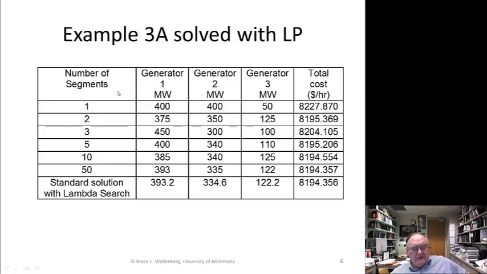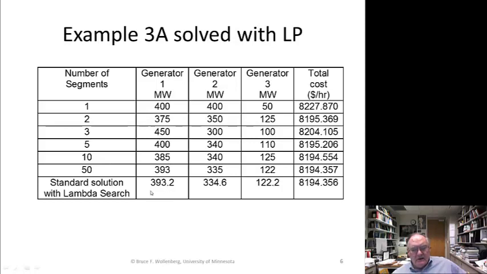And what I did was I said, okay, if I have one segment right here, each generator has a single segment. Notice that this one will come out at its min. These two are at their max. It's 850 megawatts. That's very unrealistic for this case, although it's an approximation. It's not too far off. Then we go to 2 segments, and it changes by quite a bit. We go to 3 segments. We get up to 10 segments, and we're at 385.